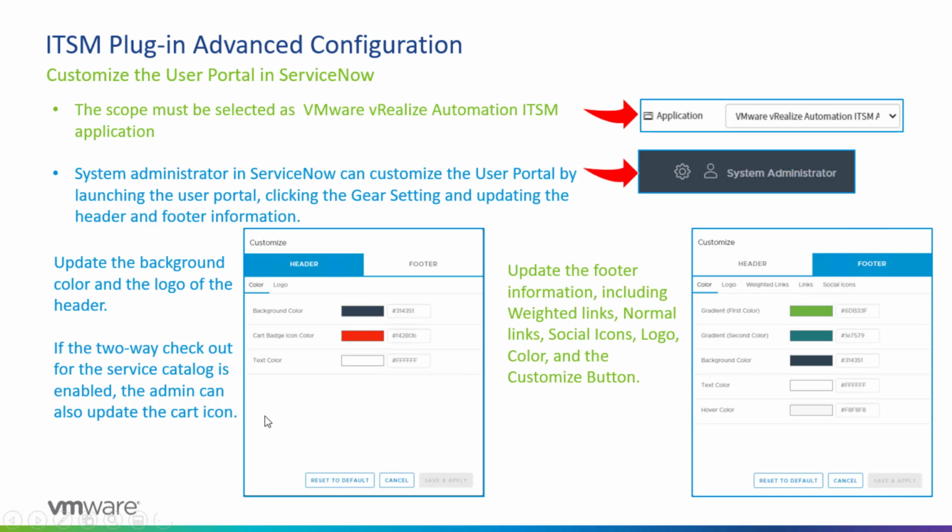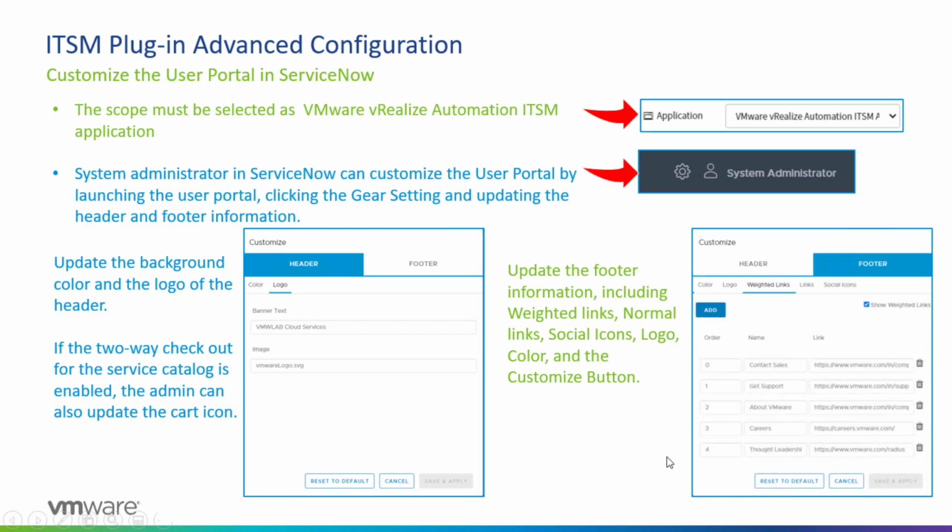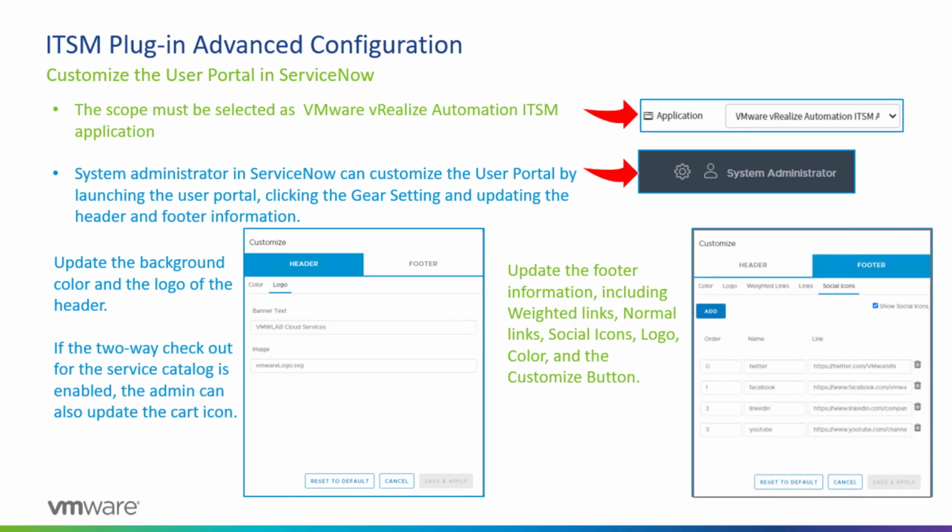Now, on the header section, you have two tabs. One is color and logo, and this is where you can update the background color and the logo of the header. So on the logo, you can control things like the banner text and the image you want to present on the user portal. And on the footer side, this is where we can also control the color and the logo, in addition to things like weighted links, normal links, and social icons, where you can configure your Twitter, Facebook, LinkedIn, and YouTube links.